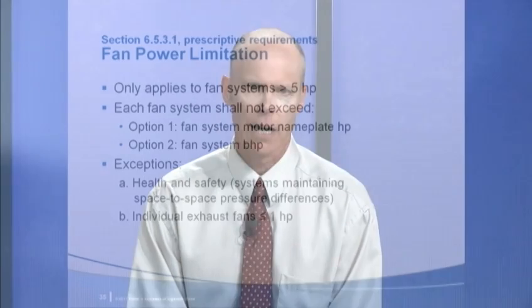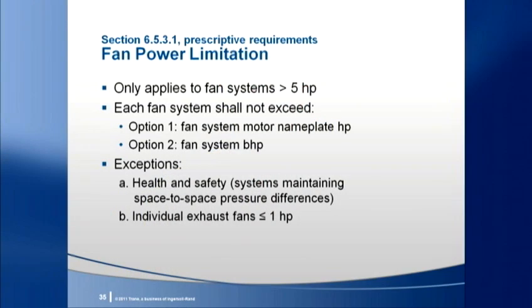If the total horsepower for the fan system exceeds 5 horsepower, then that fan system must comply with one of two options. Option 1, the design shall not exceed a maximum fan system nameplate horsepower, or option 2, the design shall not exceed a maximum fan system brake horsepower. The standard includes equations for each option.